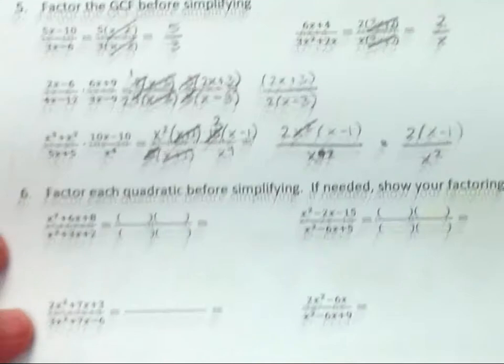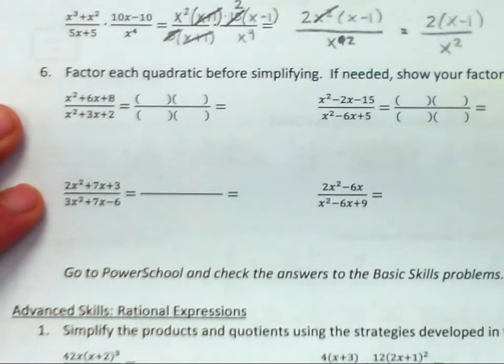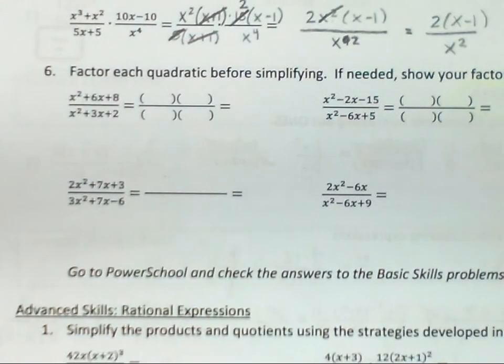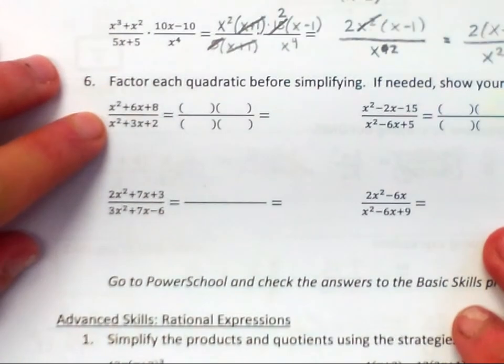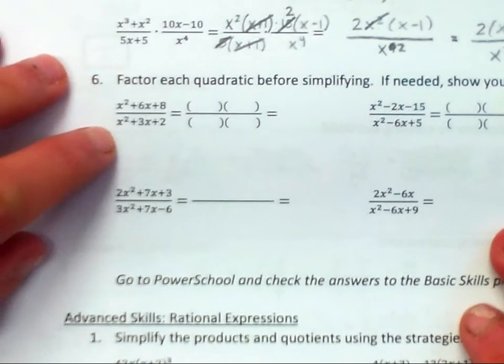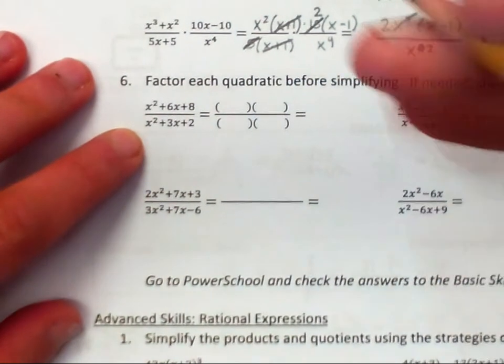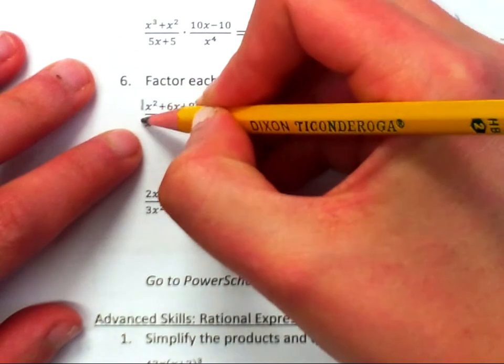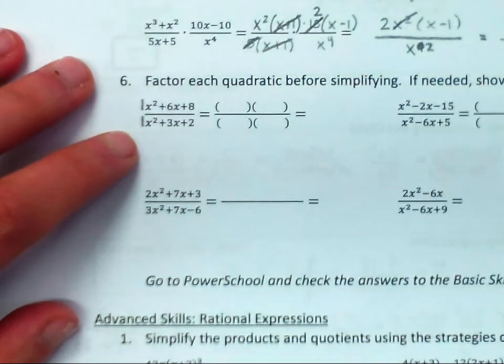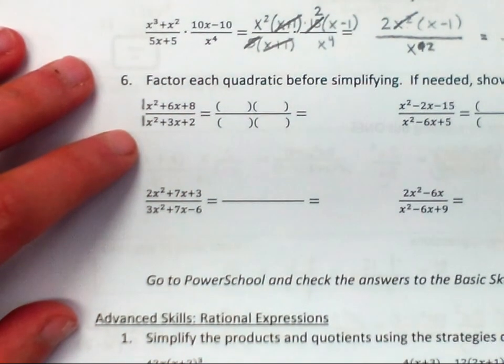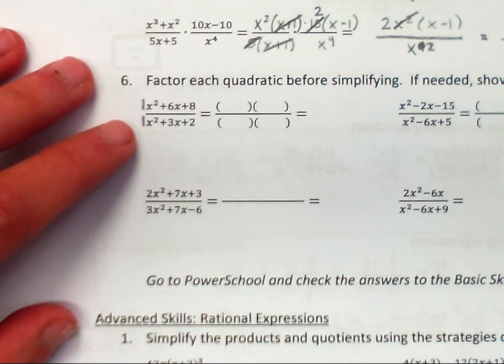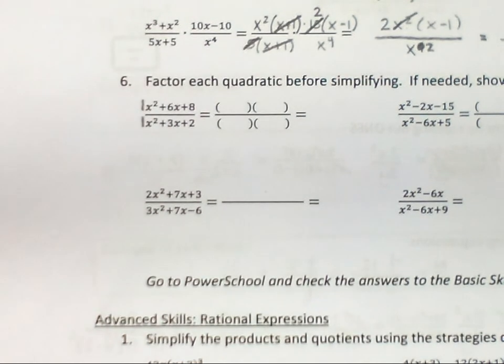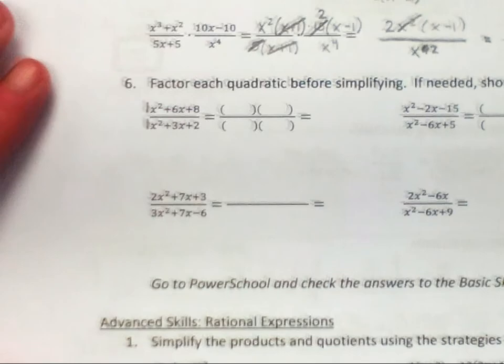Alright, last one on the basic skills. Factor each quadratic before simplifying. So, like we showed in the instructional video for your video notes, I'm seeing a 1 in front of both of these x squareds, which means if they factor, they're going to factor into the same split that we would find in the diamond problem. So I'm going to be able to skip the generic rectangle.